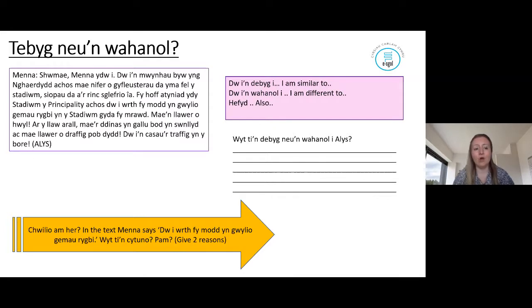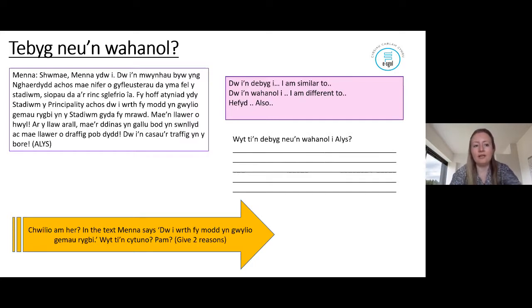Ar y llaw arall, on the other hand, the city, y ddinas, yn gallu bod yn swnllyd, can be noisy, swnllyd, noisy. Ac mae llawer o draffig bob dydd, and there's lots of traffic every day. Dwi'n casau'r traffig yn y bore. I hate the traffic in the morning.